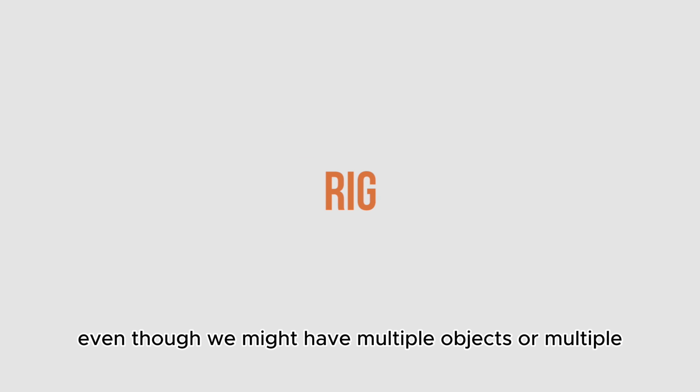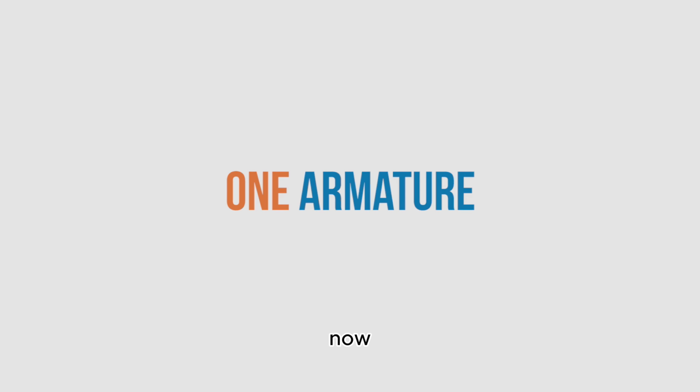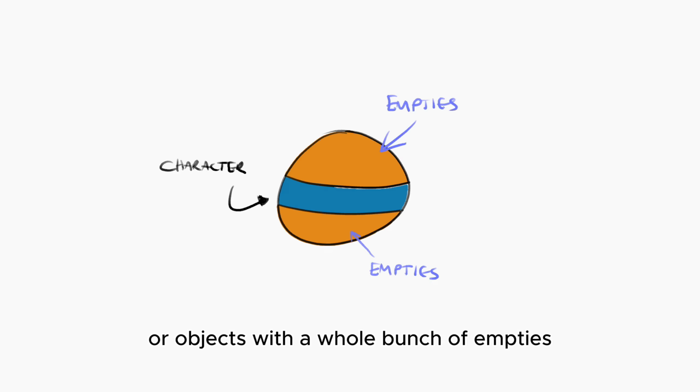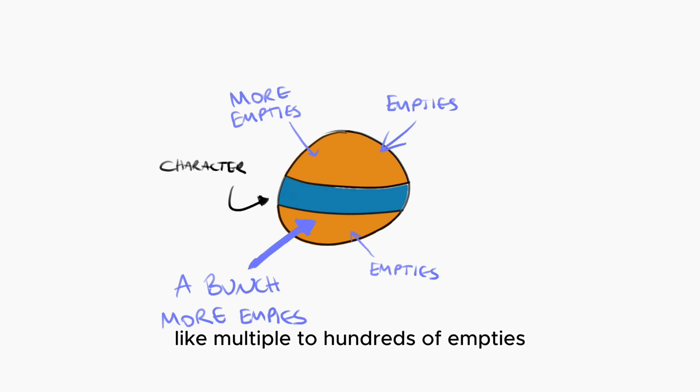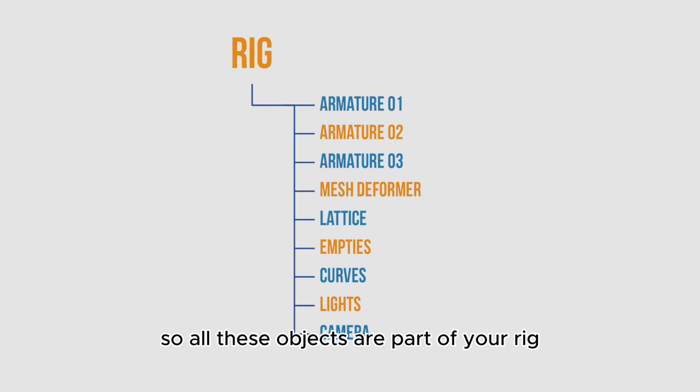Now, even though we might have multiple objects or multiple armatures inside our rig, the aim is to only have the animator actually animate one armature. Now, if you're one of those people who rigs your characters or objects with a whole bunch of empties, like multiple hundreds of empties, I want you to stop doing that right now. I'll explain why it's not a good idea a little bit later. So all of these objects are part of your rig.